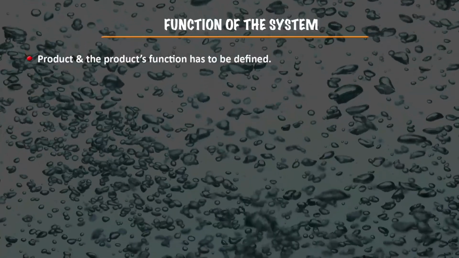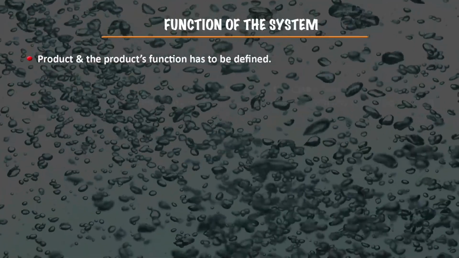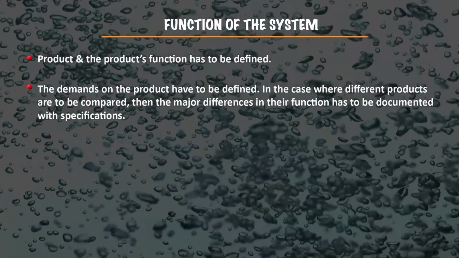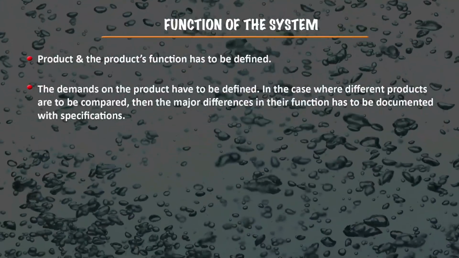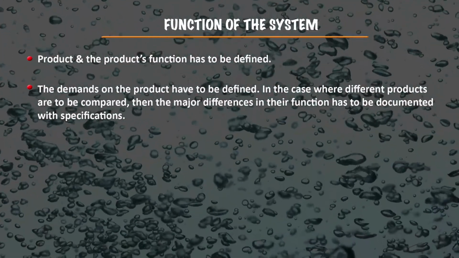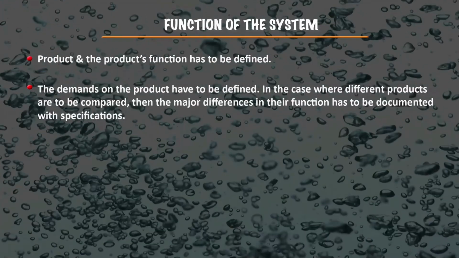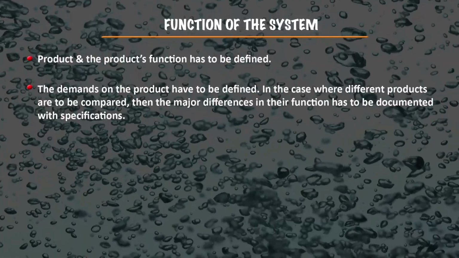So the function of a system, the product's function, has to be defined properly. The demands on the product have to be defined in a better way. In the case where different products are to be compared, the major differences in their function have to be documented with proper specifications. Which one is better or what are the gaps of a particular product.